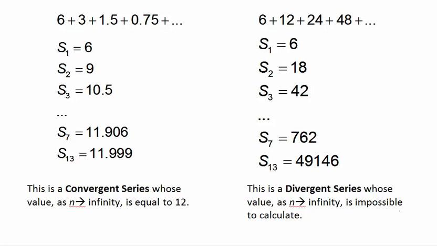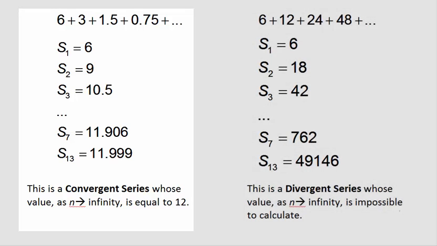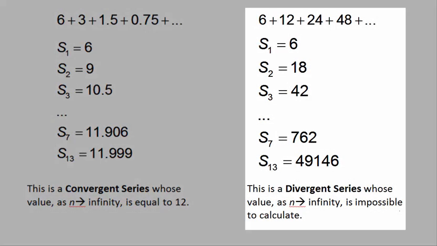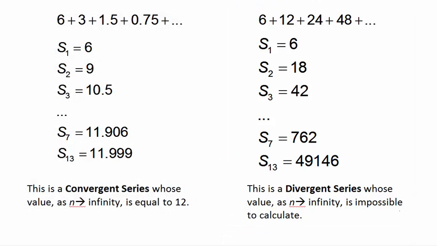So what we would say is that the series on the left is a convergent series, since the sums are getting closer and closer to 12 as n gets larger. On the right, what we have is a divergent series. A divergent series is one whose value, as the n value gets increasingly large, is impossible to calculate. It just keeps getting larger and larger and larger itself, also going off to infinity.